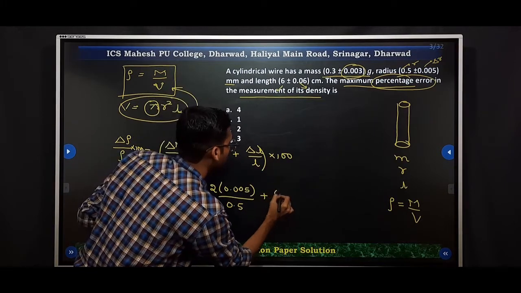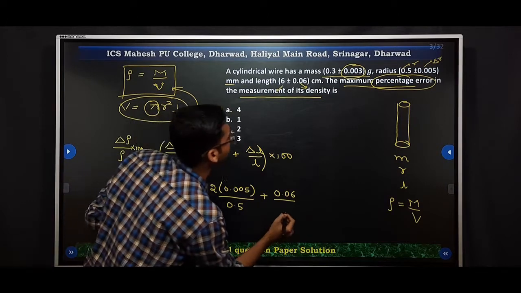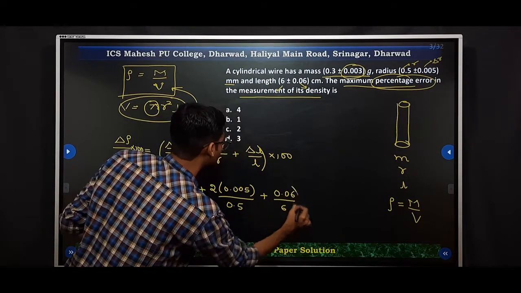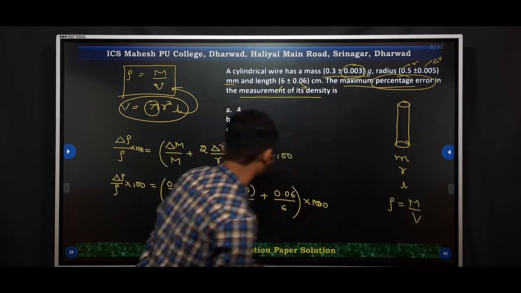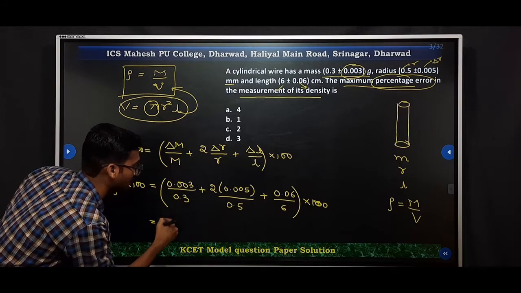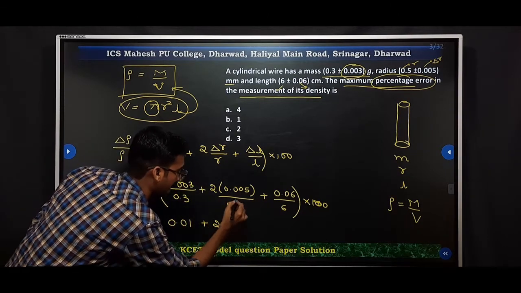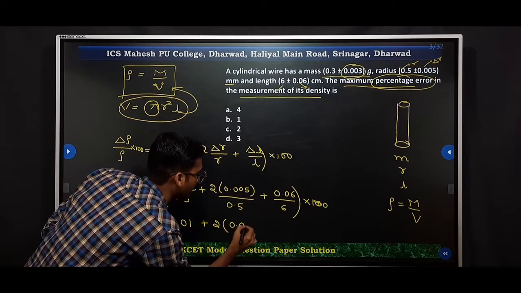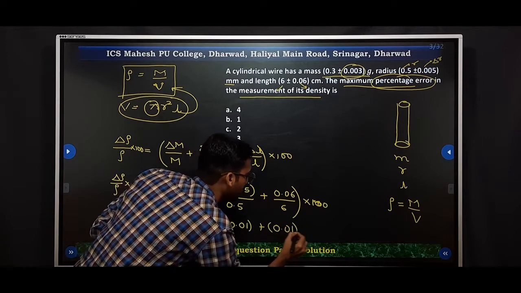Therefore 0.06 whole divided by 6. Complete the bracket, multiply by 100 now. Let us complete the answer now. Therefore, 0.003 whole divided by 0.3 gives us 0.01, plus 2 times, again this also gives us 0.01, plus this also gives us 0.01.